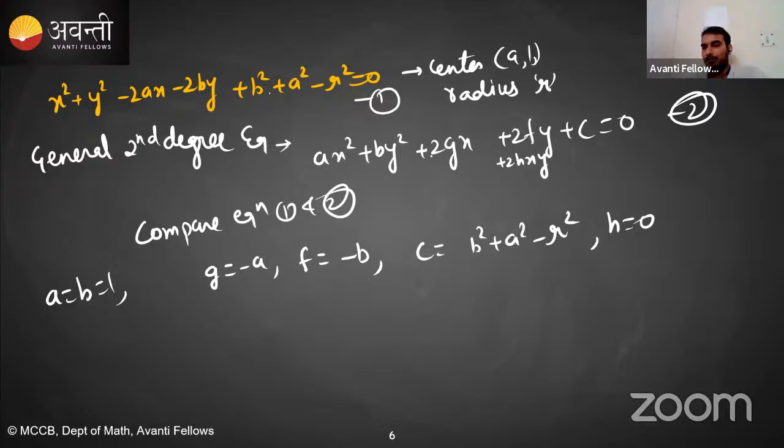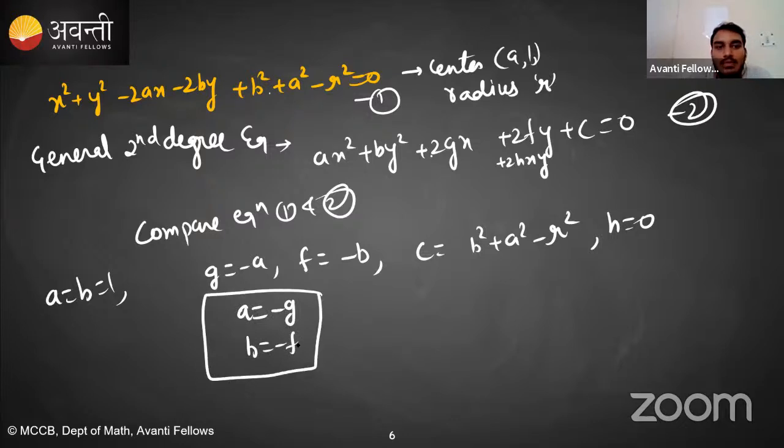Okay. But before that, what do a and b come to from here? a is minus g, b is minus f. And from here, what is the radius?